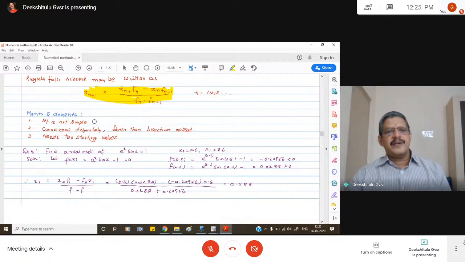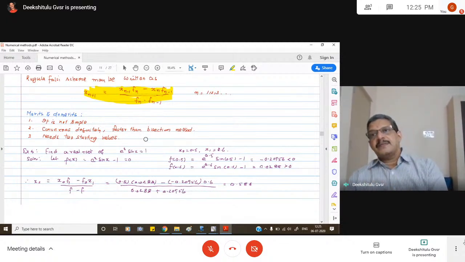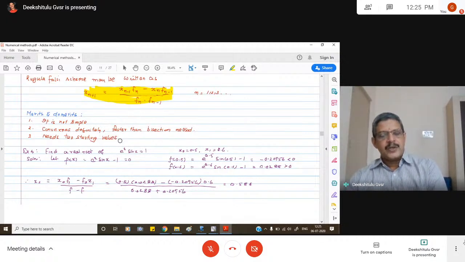So convergence definitely, but faster than the bisection method. Here also we need two starting values because we are using the intermediate value property. That is the only drawback, and it is not a relatively difficult computation.